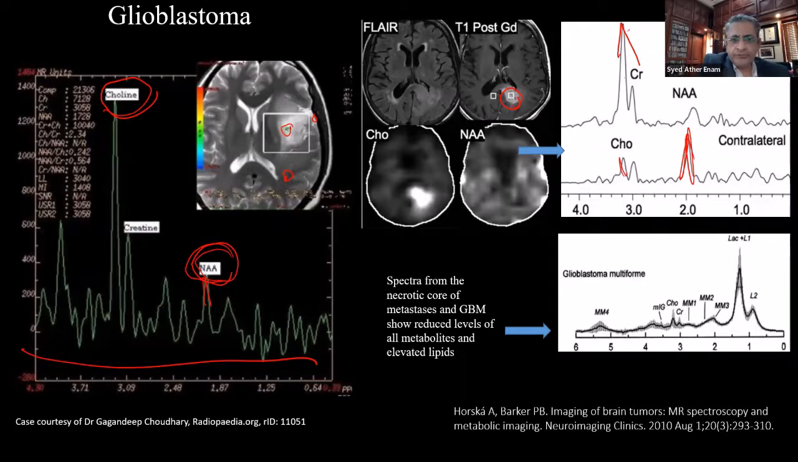Based on those voxels, you can actually create images, but those images are very diffuse. That's why people look at these graphs. Now, if there was a necrotic core of metastasis or GBM, then you will have a different thing. It's necrotic, so there will be no choline peak, no creatine peak, but you will have lactate. That's what you will see in abscess also. Lactate and lipids, you will see those peaks in here.